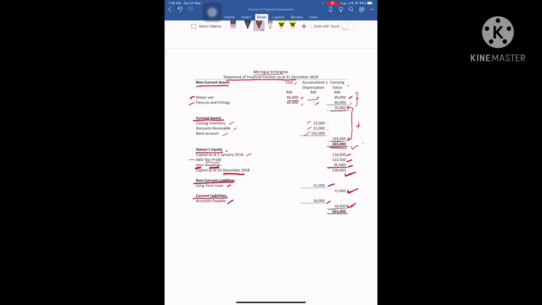So this is the total of our capital or owner's equity plus liability, which is liability for the long term and short term. So this figure of the asset and this figure of our capital and liability should be equal. All right, thank you very much.